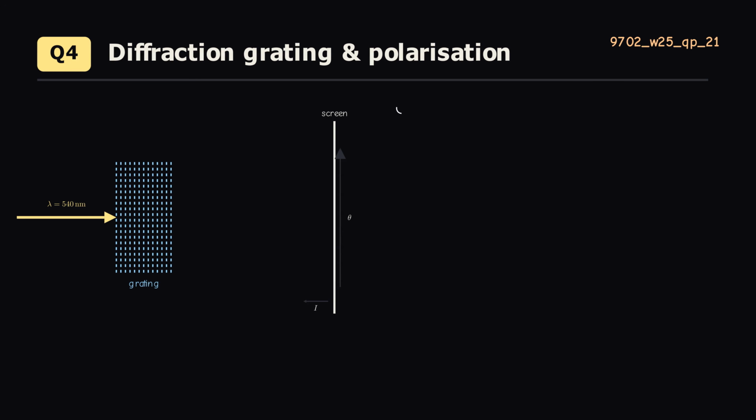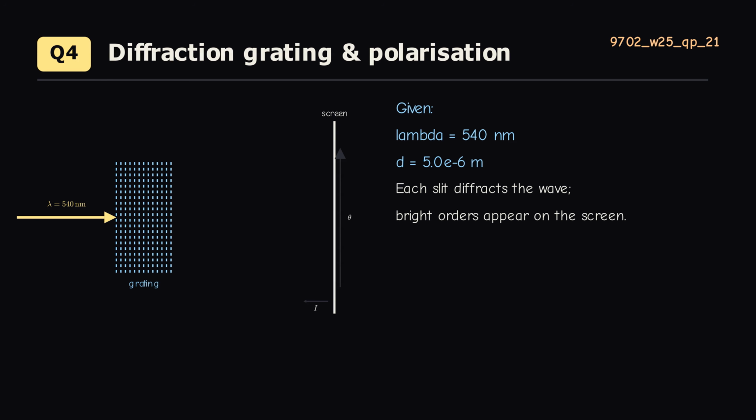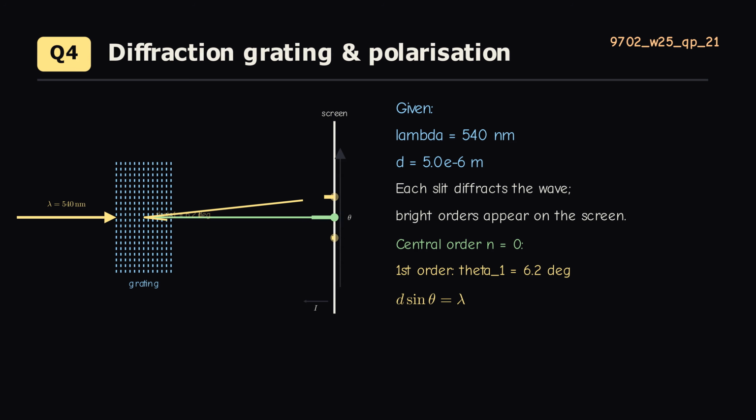Part B. Wavelength 540 nanometers, slit spacing 5.0 times 10 to the minus 6 meters. Each slit diffracts the wave. Bright orders appear on the screen. Central order n equals 0. First order at 6.2 degrees.